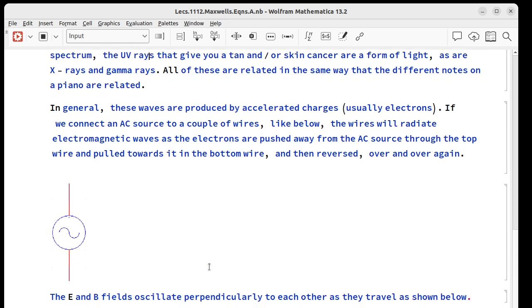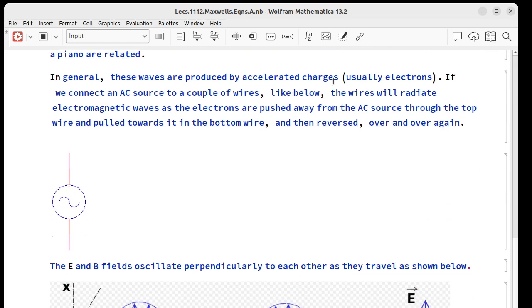Now, the way to produce these waves is accelerating charges, and usually at low frequencies we do this by connecting an AC source to a couple of wires. For example, just like this. We stick one wire in each side of a wall outlet. Don't do this, by the way. It would radiate electromagnetic waves because electrons are being first pushed one way and then pulled. And when electrons accelerate, they radiate.